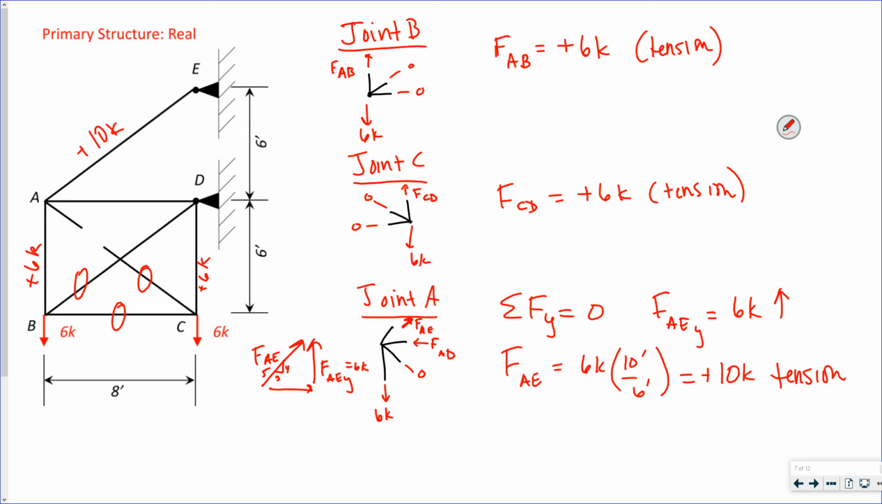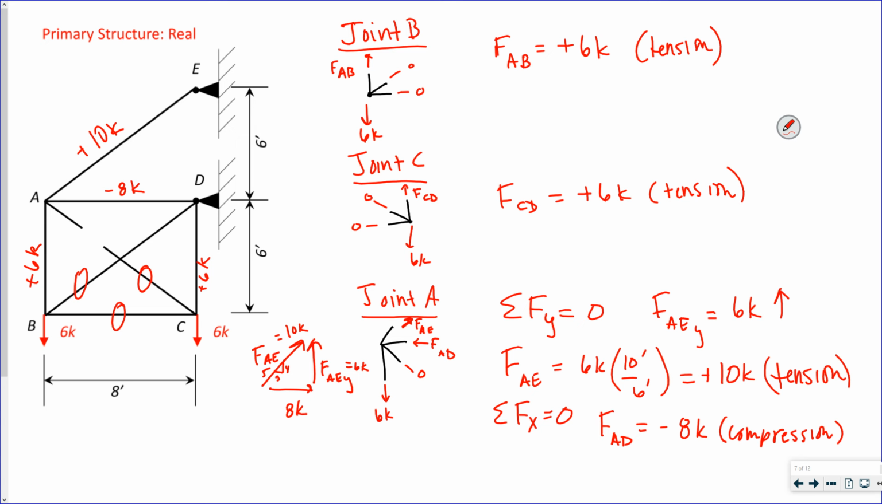If this is 6 and this is 10, then this is 8 kips, the horizontal component. So if I do sum of the forces in the X direction, the only one I have is FAD. It's got to be going to the left because that 8 kips from FAE is going to the right. So it's 8 kips, and I'm going to put negative because it's going to the left. So it's in compression. It's compressing AD. So this is negative 8 kips. So now I have all of my member forces, 1, 2, 3, 4, 5, 6, 7. All right. See, that wasn't that hard. It helps when stuff gets 0 right away. So that's my real structure for my primary structure.